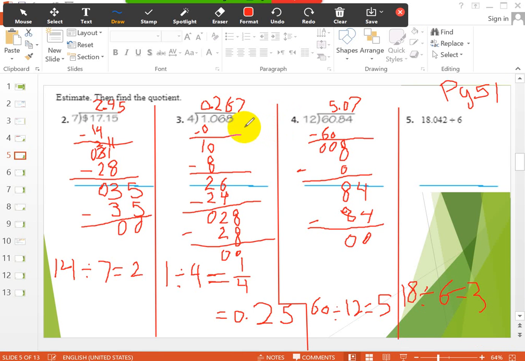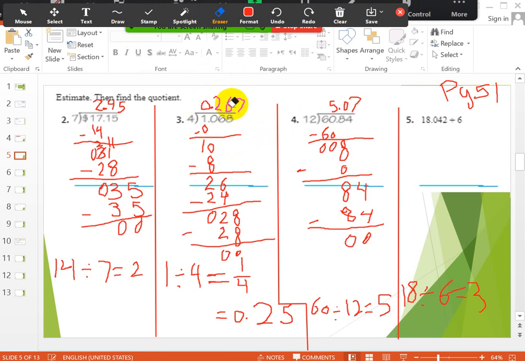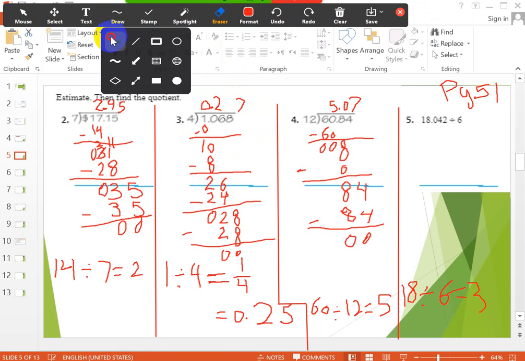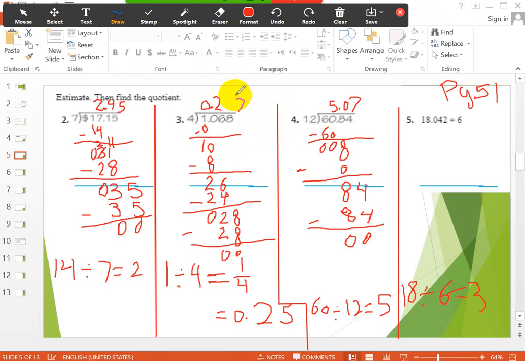Yes, Asma, you asked me about number 3, about the quotient. It's 0.2. This is a 6, okay? Now it's clear for you.